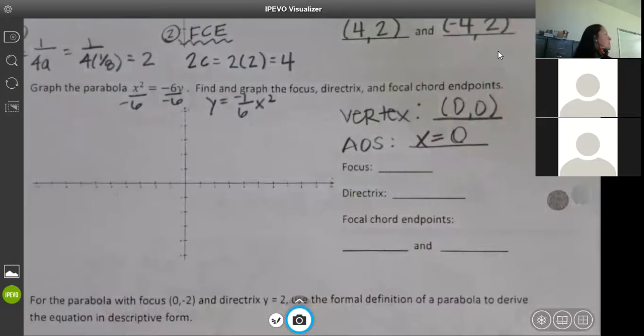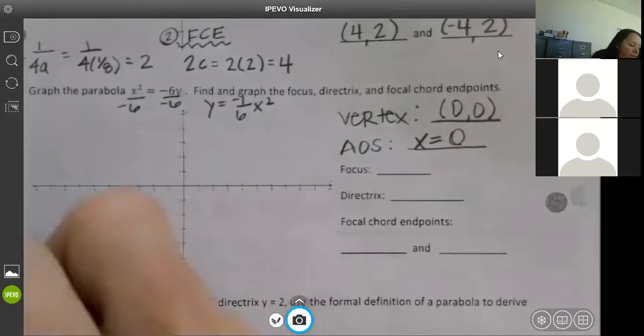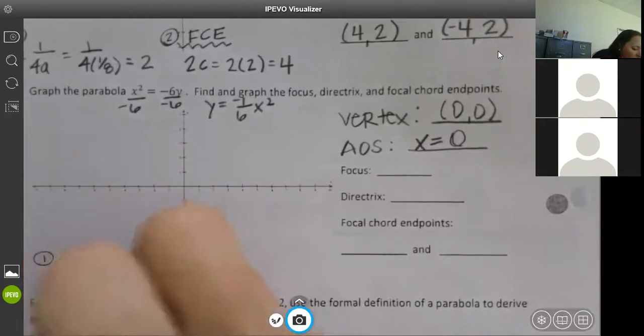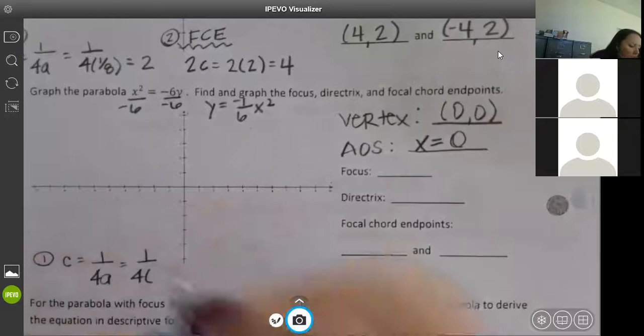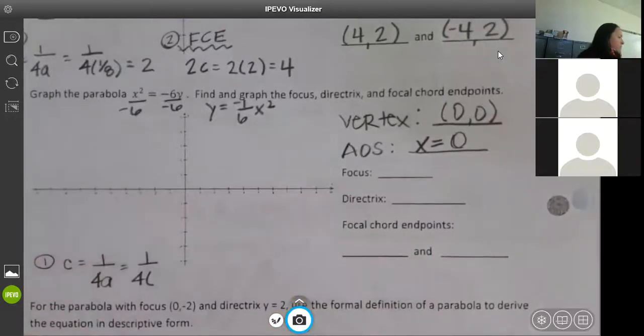So again, that's from last week or early in the week. The first new thing we learned is we have to find C using 1 over 4a. What is our a value? I don't use the negative. You can if you'd like.